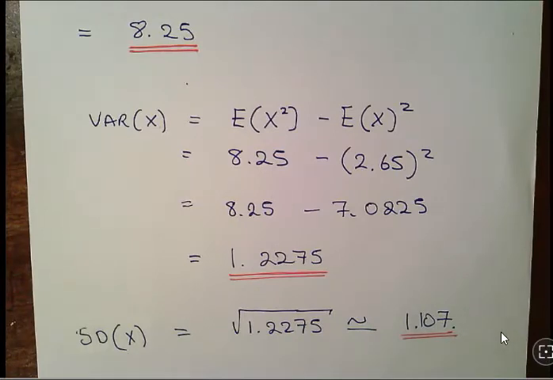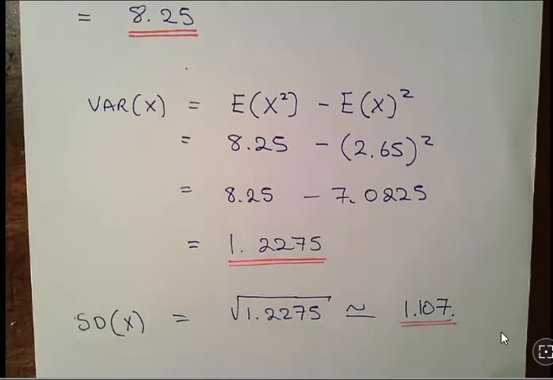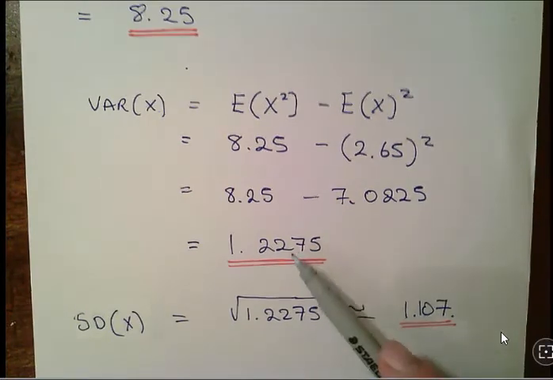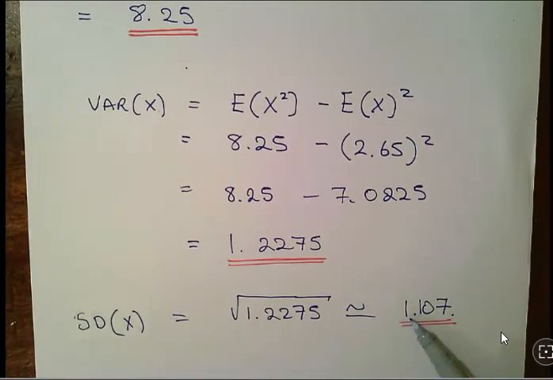Now, the last question is a short enough one. What is the standard deviation of x? That is the square root of the variance, which is approximately 1.107. That's all. Just remember that the standard deviation is the square root of the variance.